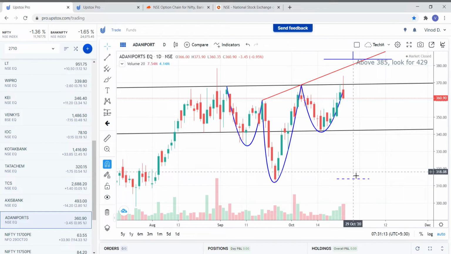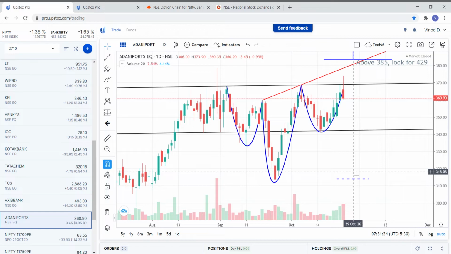Do ensure you trail your stop losses and you don't keep your positions without any SL. Even with profitable trades, you will keep trailing your stop losses in profit with a marginal difference between the current market price and the stop loss that you have chosen.